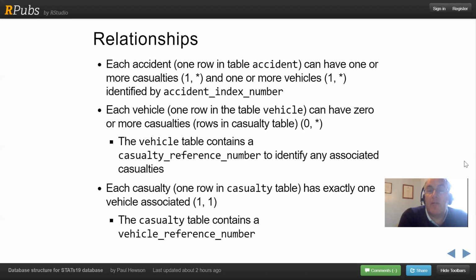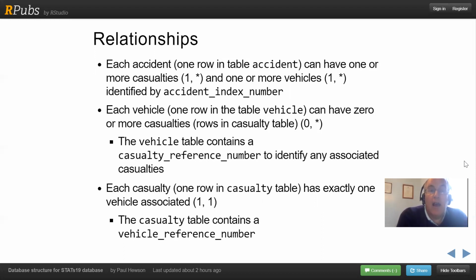And likewise with the vehicles, for every accident, there will be one or more vehicles that are involved. And how do we understand the relationship between casualties and vehicles and the accidents? They're identified by the accident index number. So the primary key for the accident table serves as a foreign key in the casualty and the vehicle table, telling us which reported collision, which accident that casualty or vehicle came from.